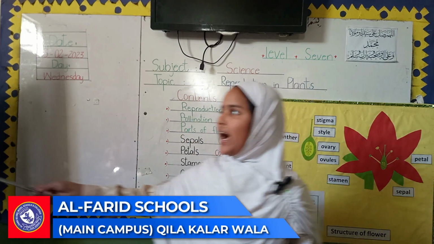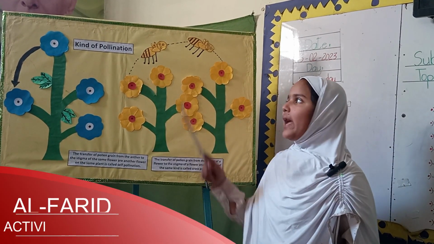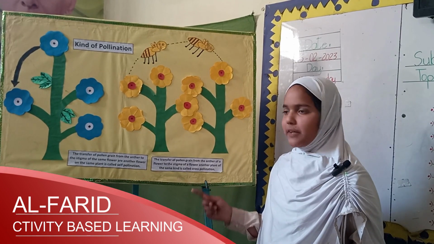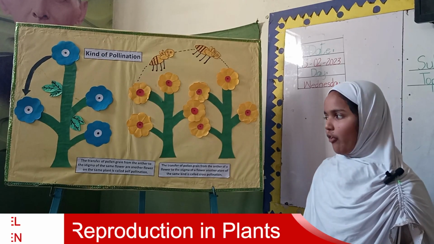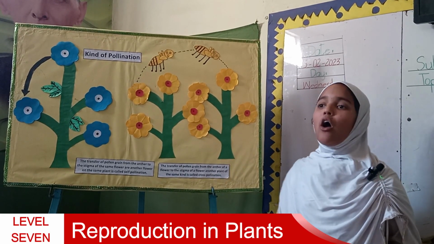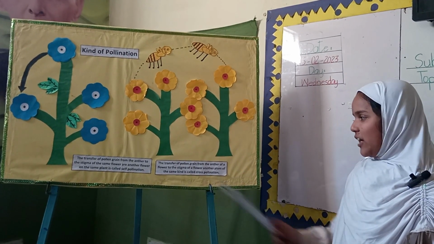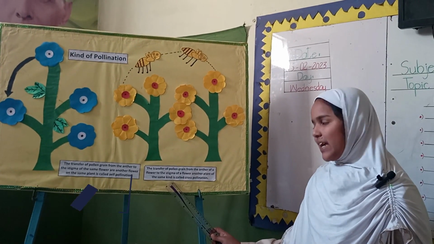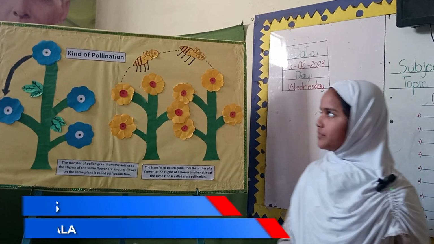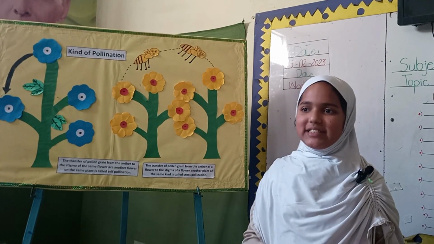And now there are kinds of pollination. As you know, the transfer of pollen grains from the anther of a flower to the stigma is called pollination. The transfer of pollen grains from the anther of a flower to the stigma of the same flower or another flower on the same plant is called self-pollination. And the transfer of pollen grains from the anther of a flower to the stigma of a flower on another plant of the same kind is called cross-pollination. And the agents of pollination are wind, insects, animals, bats, etc.